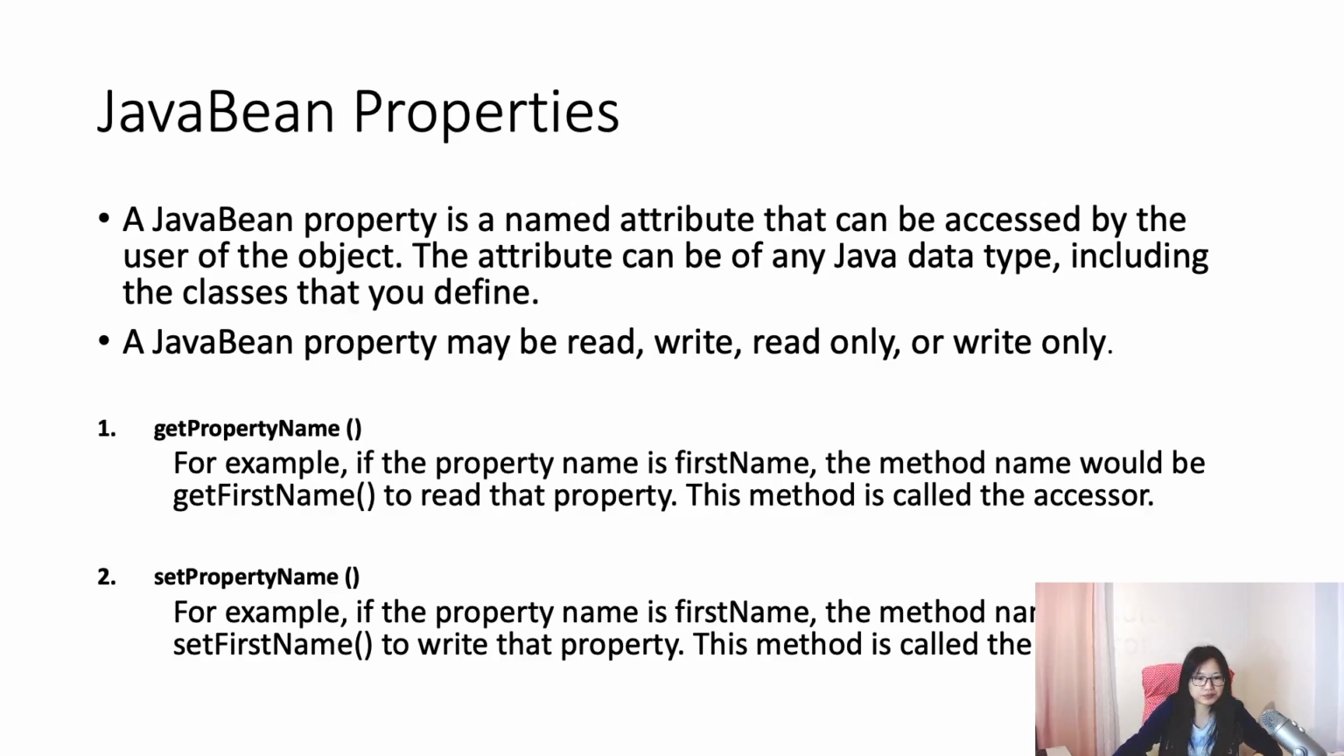This means the two methods we define below. Suppose for a class we're using this one, public class, we have a person, right?